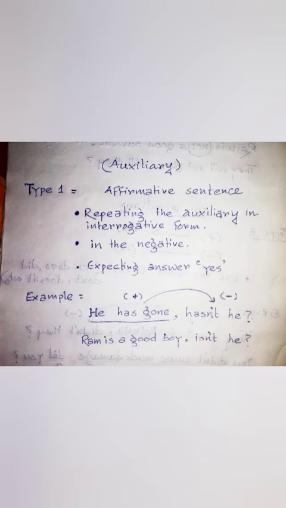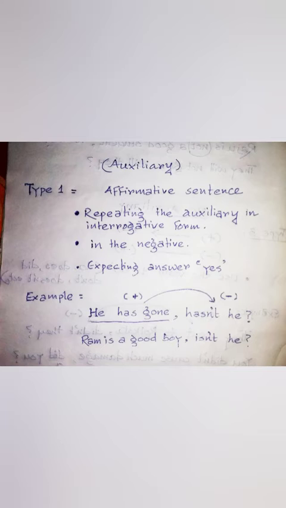See, the first example is: he has gone, hasn't he? So he has gone is the sentence; the statement is affirmative, and the auxiliary has is used here. As the sentence is affirmative, we make the question tag negative. Not is used here, so plus to minus is given, and you see that the auxiliary has is repeated in the question tag, hasn't he?